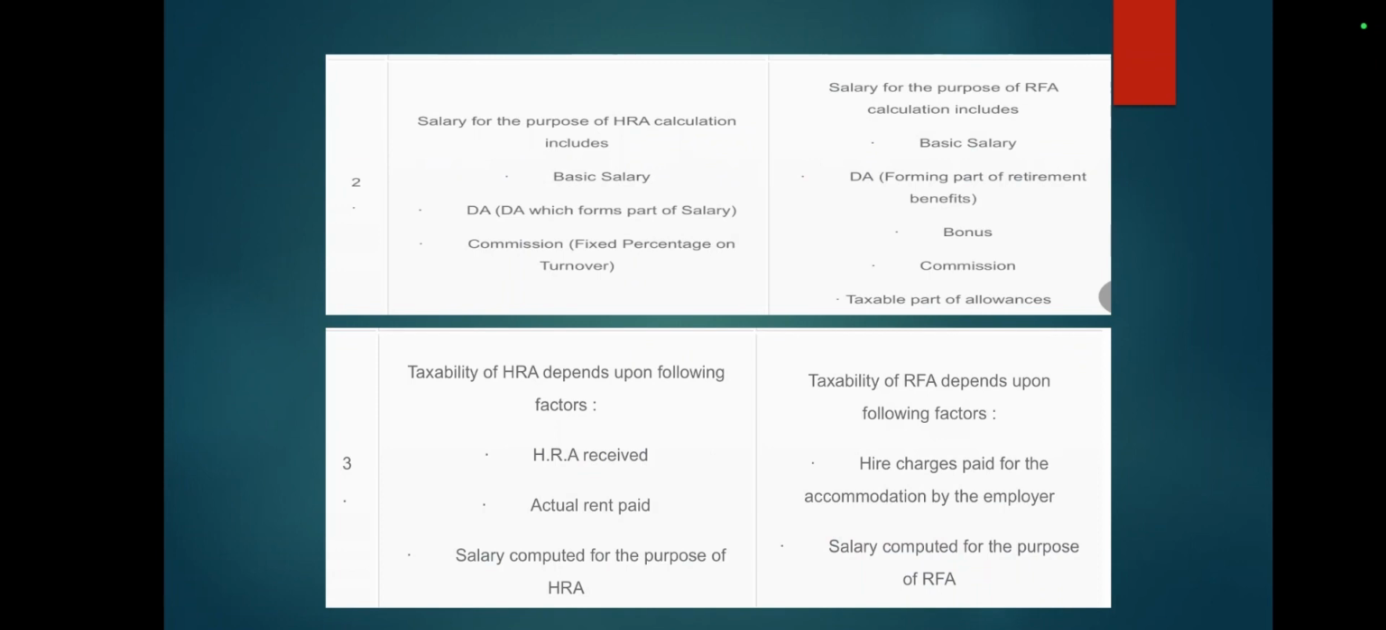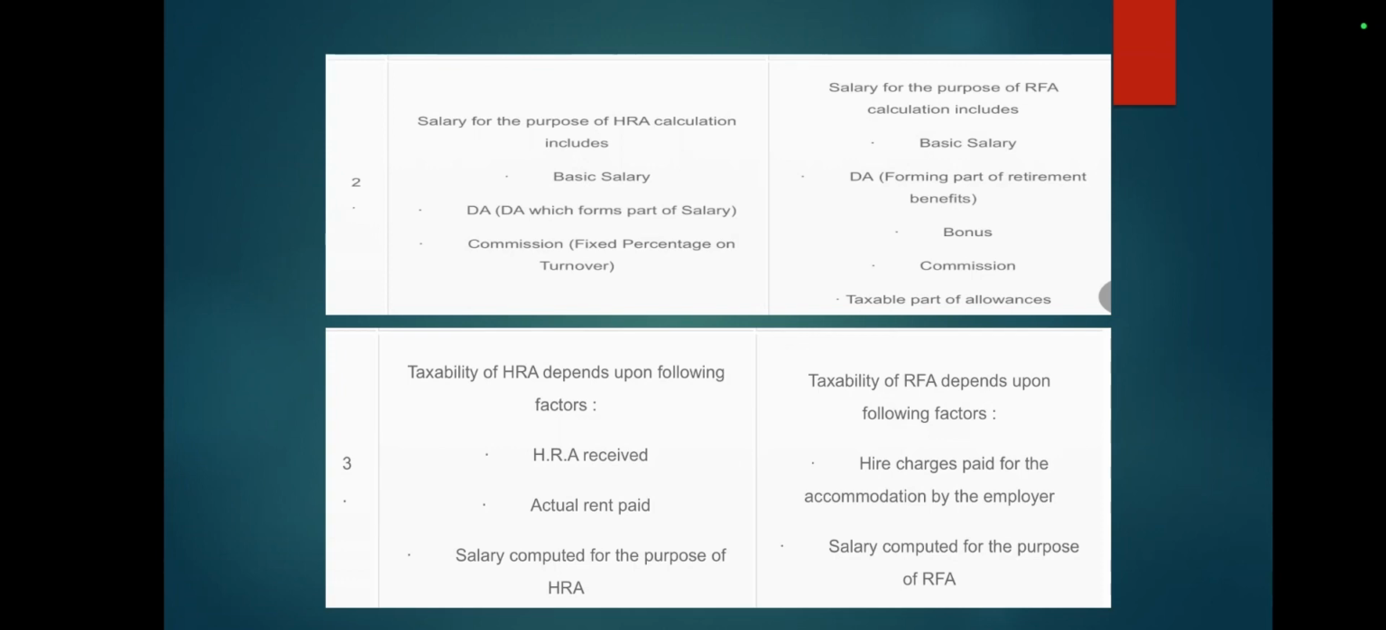For calculating house rent allowance, the salary includes basic salary and dearness allowance, if it forms part of salary, and commission, that is, commission on a fixed percentage of turnover. But in the case of rent-free accommodation, the salary includes basic salary, DA in terms of retirement benefit, bonus, commission, and all other taxable allowances. So the salary for both is also different.